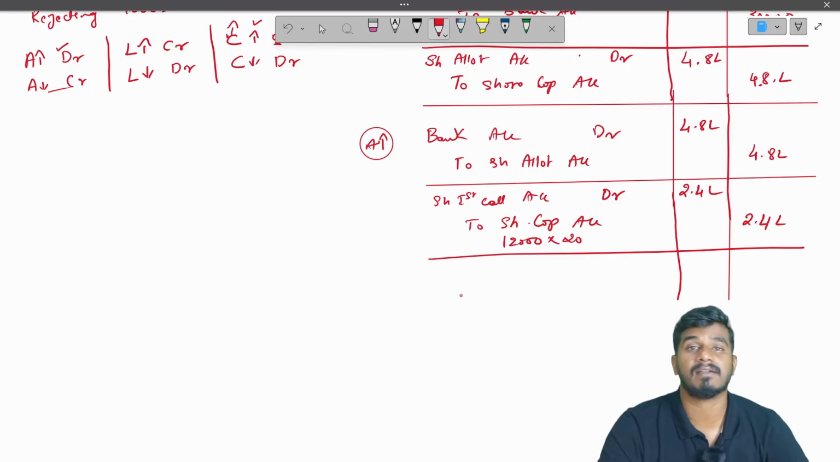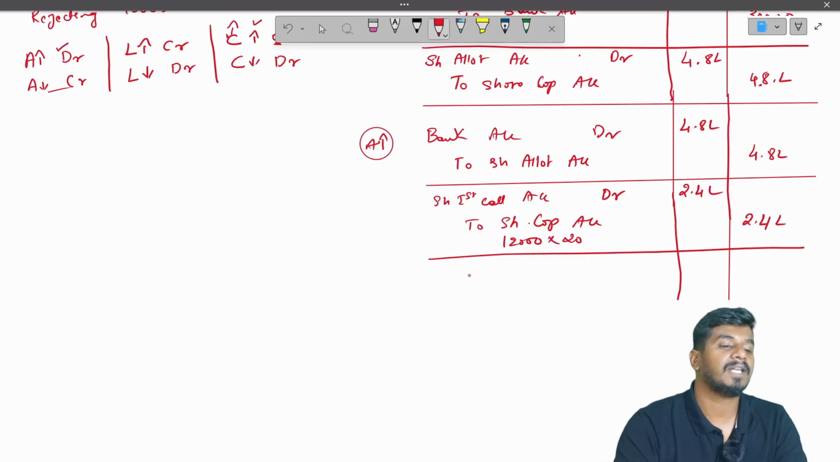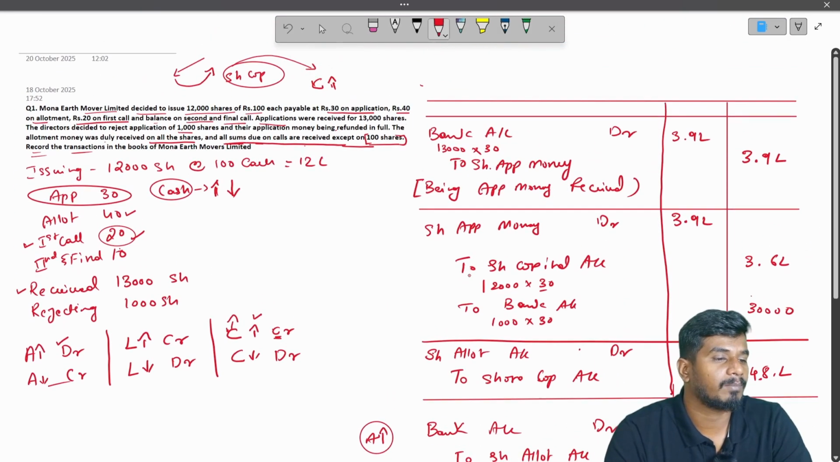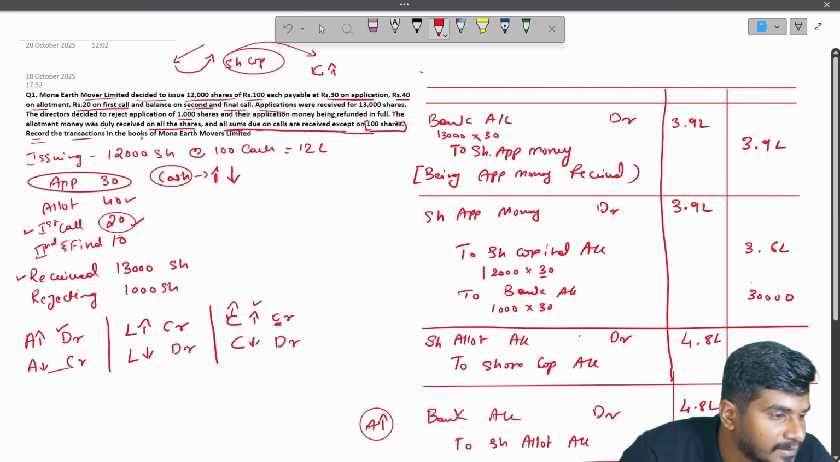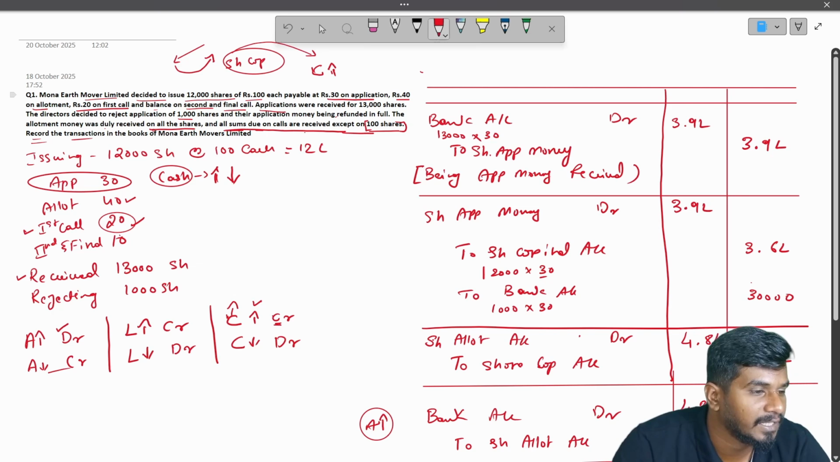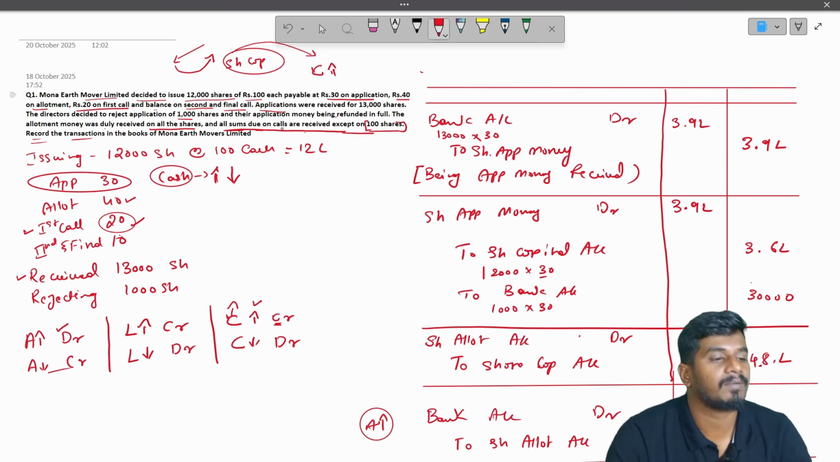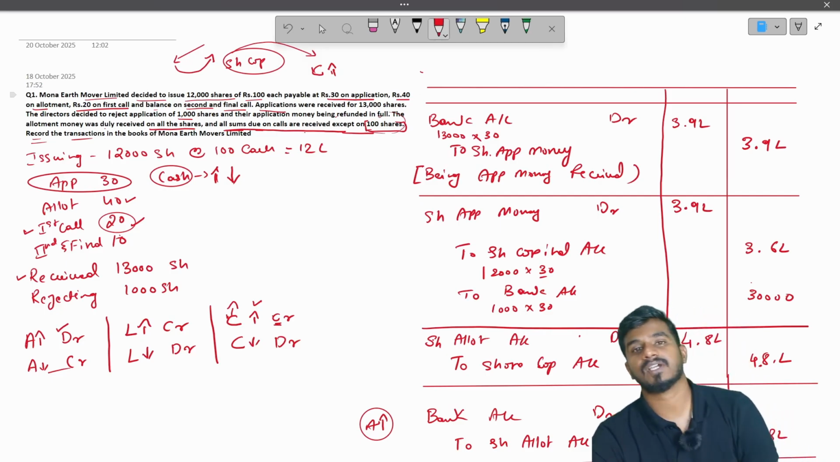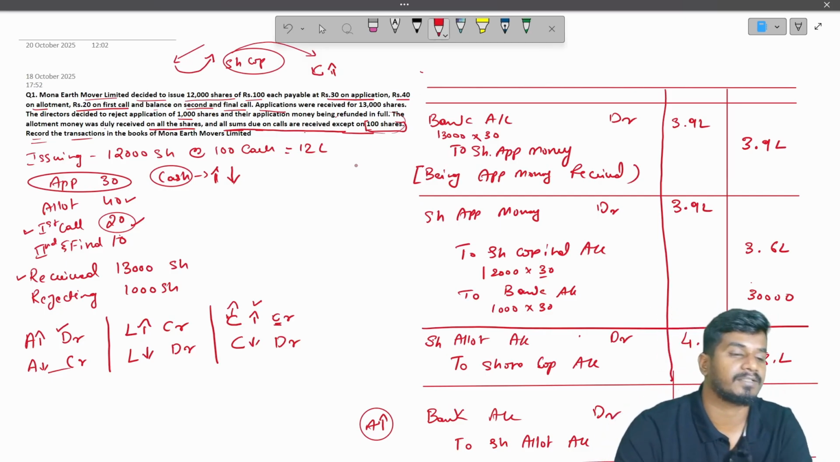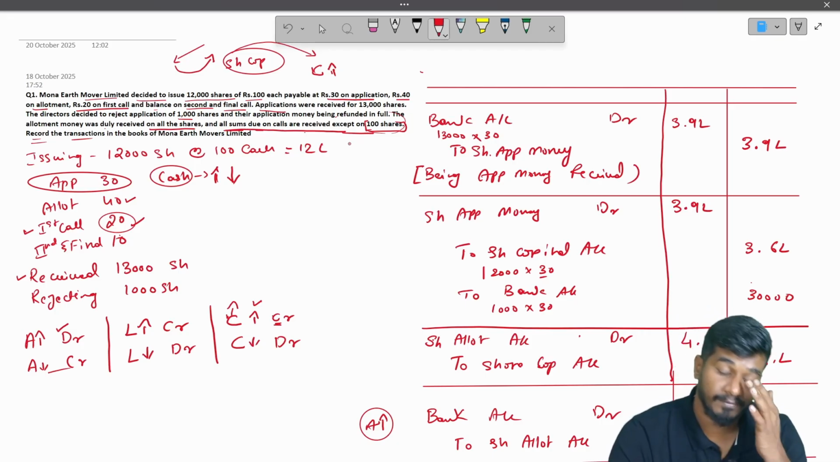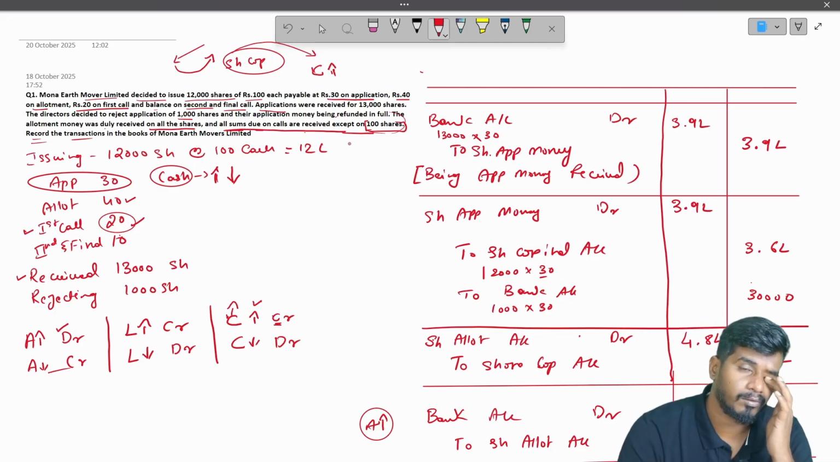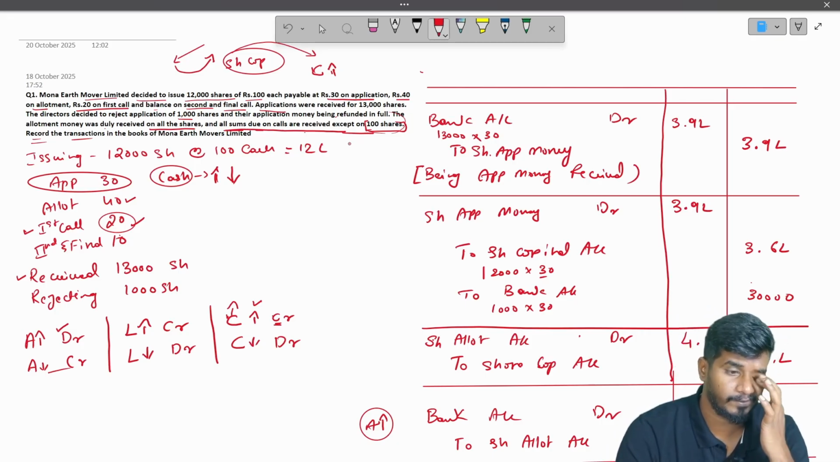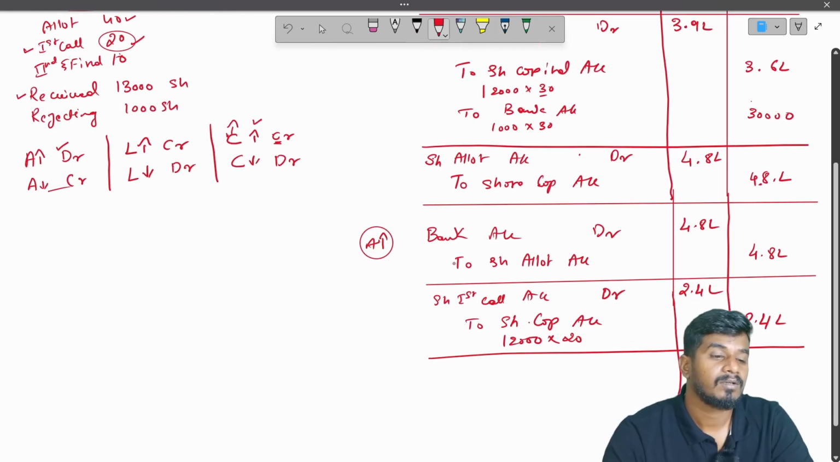We will receive it to the bank account. But in the question, they are saying all the money is received, but we are not receiving call money for 100 shares. Correct, we need to minus it. If it is not received in the bank account, obviously, we need to minus it.